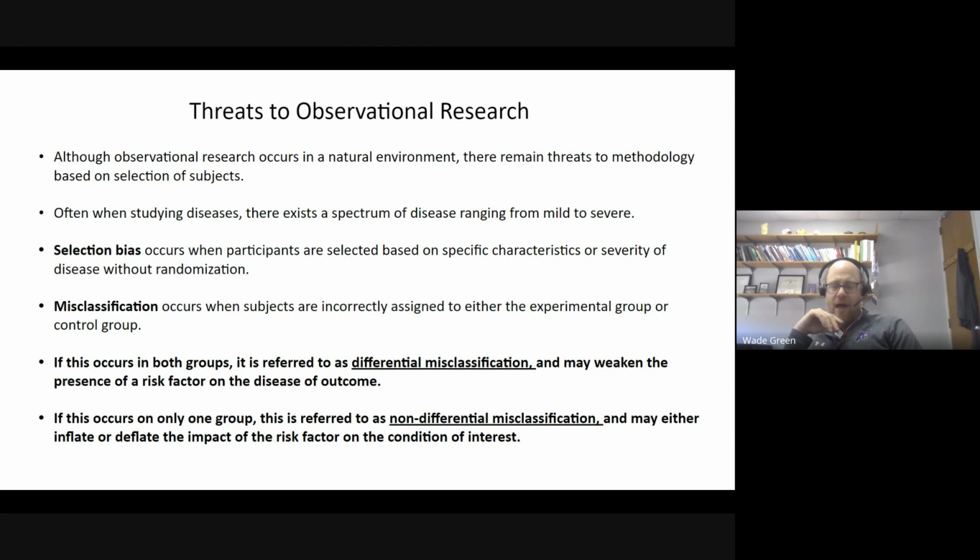So let's say, for example, that we misclassified people to only one group, maybe the control group. That essentially might deflate the impact of the risk factor on the condition of interest. So non-differential is when we misclassify participants to one group, whereas differential is when we misclassify participants in both groups. Okay.